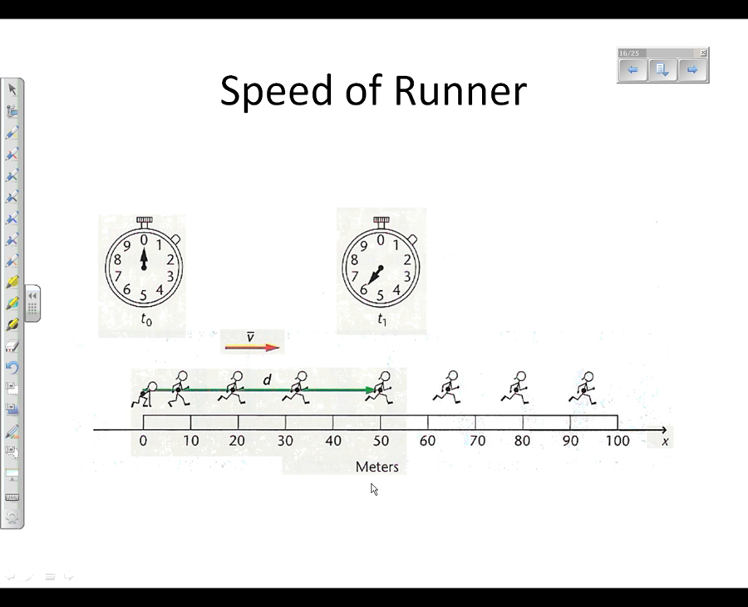Although, if we're talking about distance traveled, it doesn't matter which direction we're going. Okay? So 50 meters is the distance traveled. Speed is equal to distance over time, right? So 50 meters is the distance. It doesn't matter which direction, because in this case it's just distance traveled. But then, how long does it take to go this 50 meters? 6 seconds. Okay.